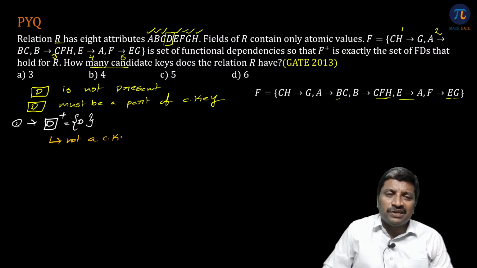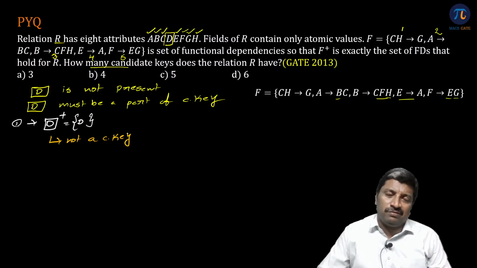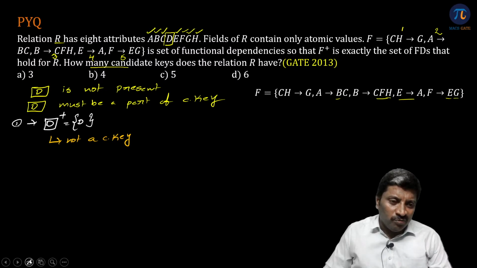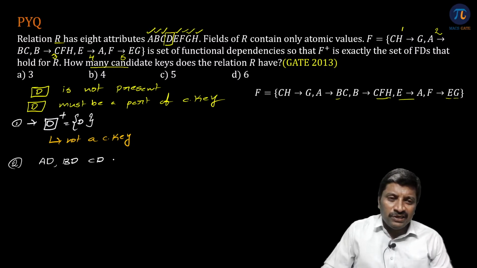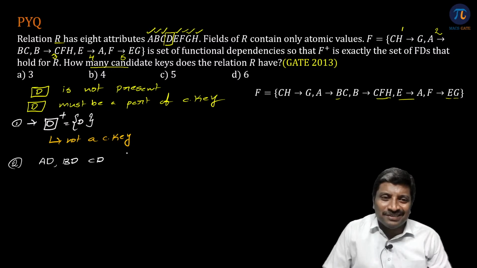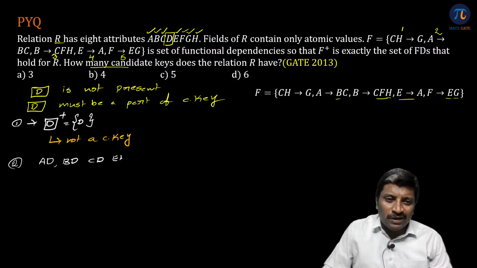Sir, suppose it is a candidate key, our work was done. I have only one candidate key. So now I need to try 2 element sets. Let us try one by one. What are the possible 2 element sets, sir? D must be present: AD, BD, CD, DD is not needed, sir, right? So ED, FD, GD, HD.